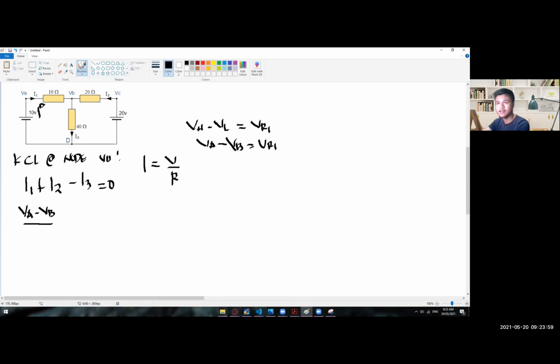So what is this R? Let's just name these R1, R2, and then R3. So it is divided by R1. There you go, that is now our first expression for I1.